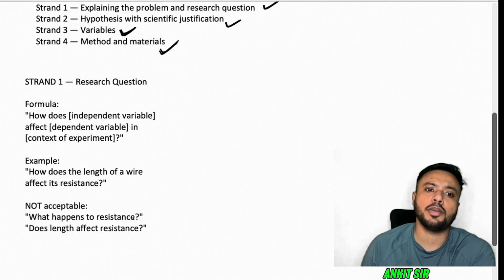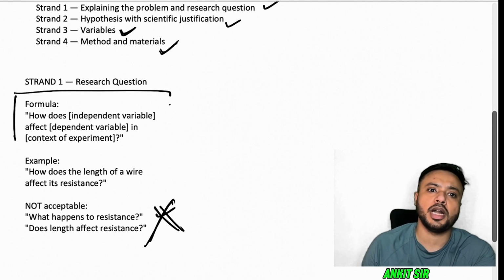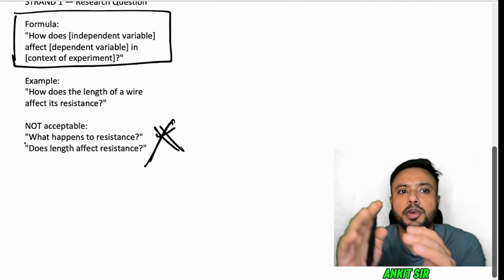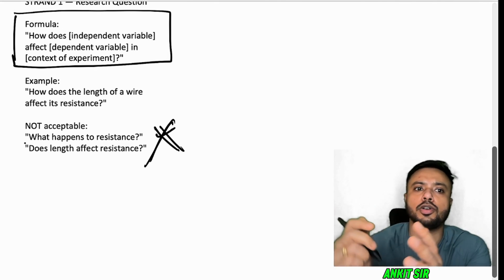And if you just write, what happens to the resistance, or does length affect resistance, you're going to get 0 in this. So you have to follow this particular format for the research question, where you're supposed to mention how does the independent variable affect the dependent variable in the context of the experiment.